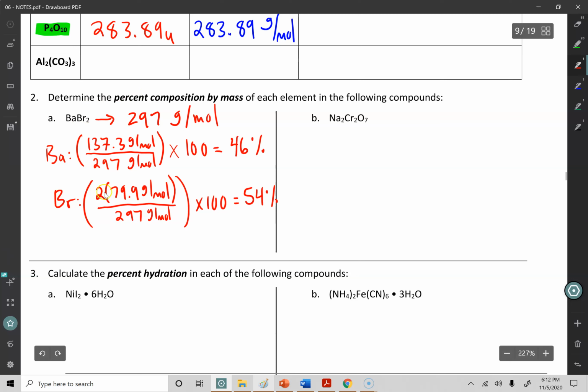And you want to make sure, like in this case, I've got 2 bromines. Remember to multiply by 2. All right, let's wrap up the notes.